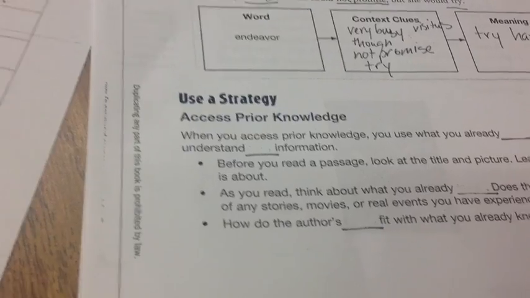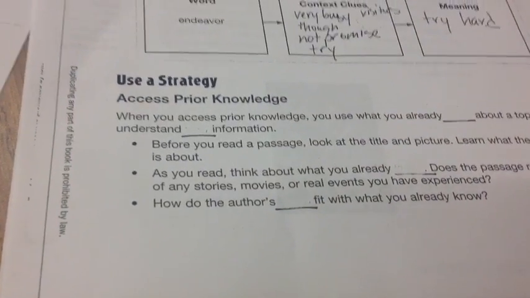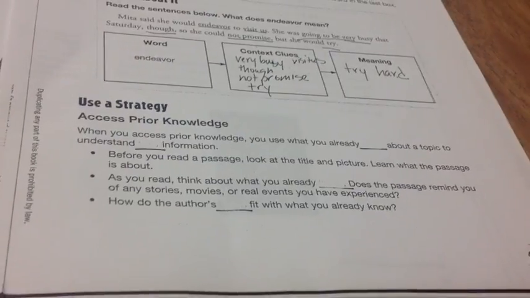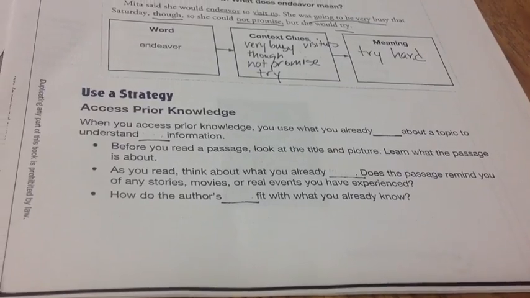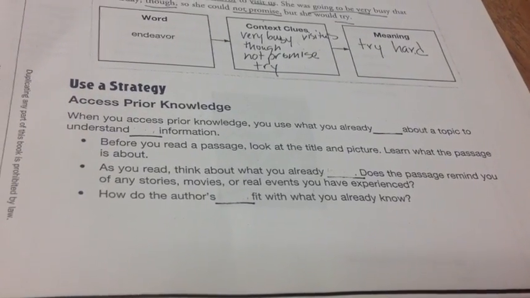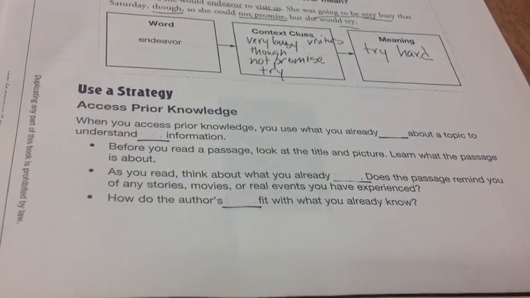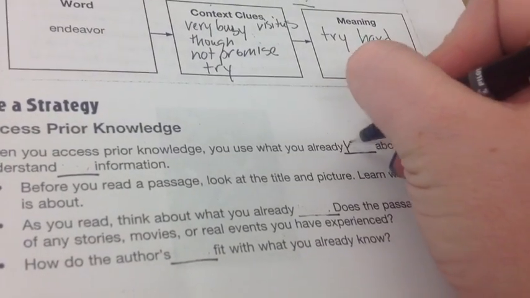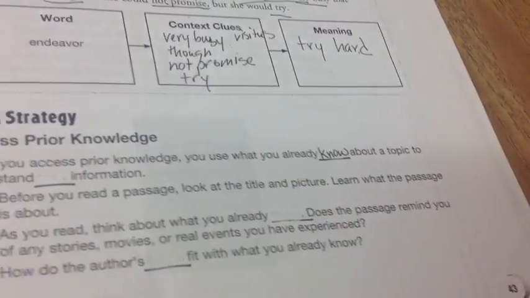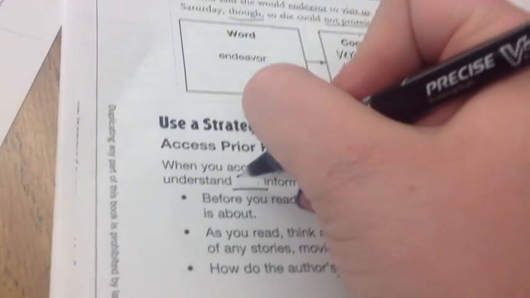Okay, let's look at use a strategy. Access prior knowledge. When you access prior knowledge, you use what you already know about a topic to understand new information. Let's write that in. You use what you already know about a topic to understand new information.